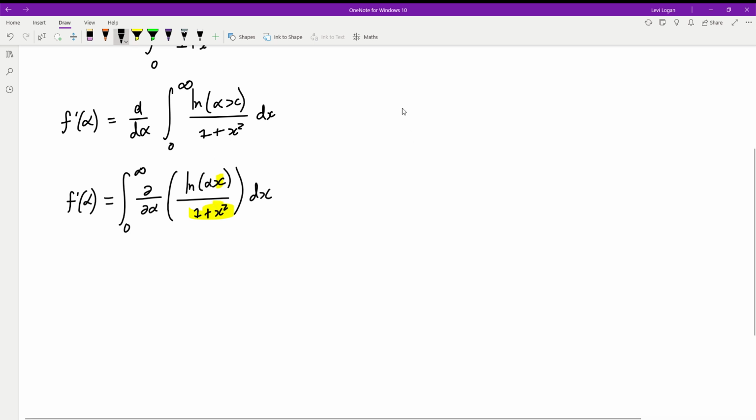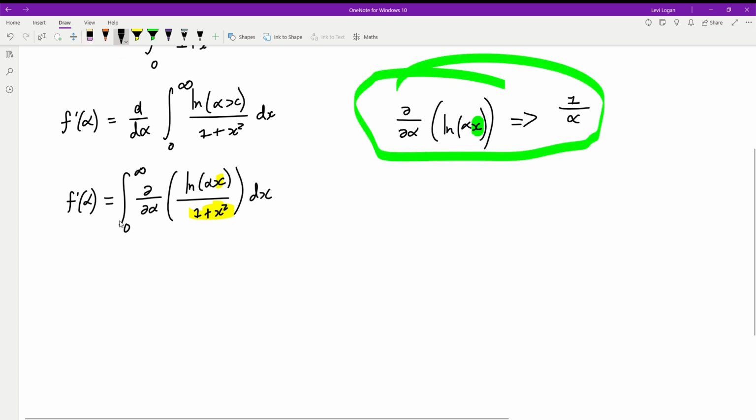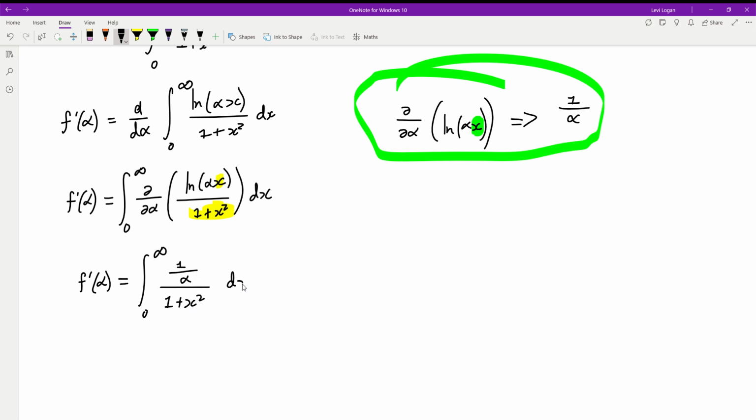Now since it's a partial derivative, every bit of x is treated as a constant. So what we're really differentiating is just natural log of alpha x. If you differentiate that, what you're going to get is just 1 over alpha, because it doesn't matter what this is, it will cancel out if you apply the chain rule to this situation here. So what we get is f dash of alpha is equal to the integral from 0 to infinity of 1 over alpha on 1 plus x squared dx.